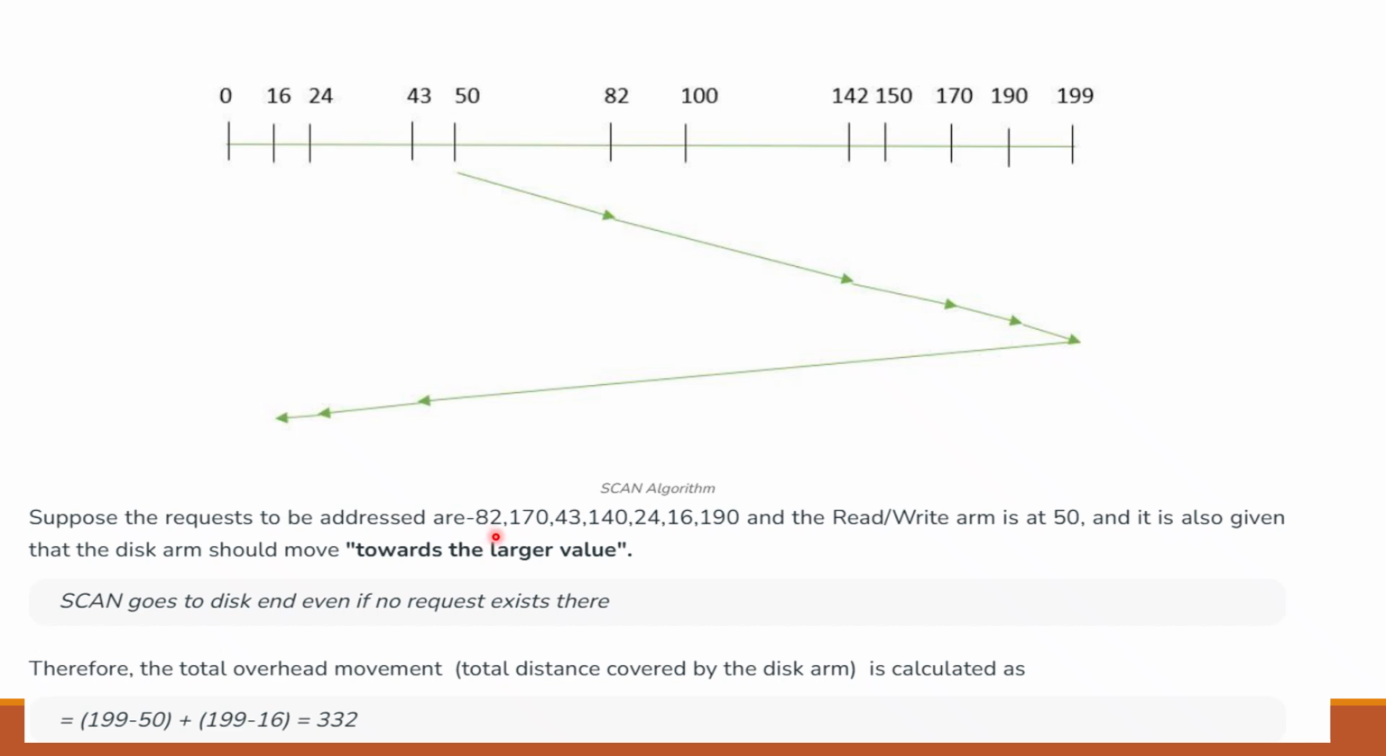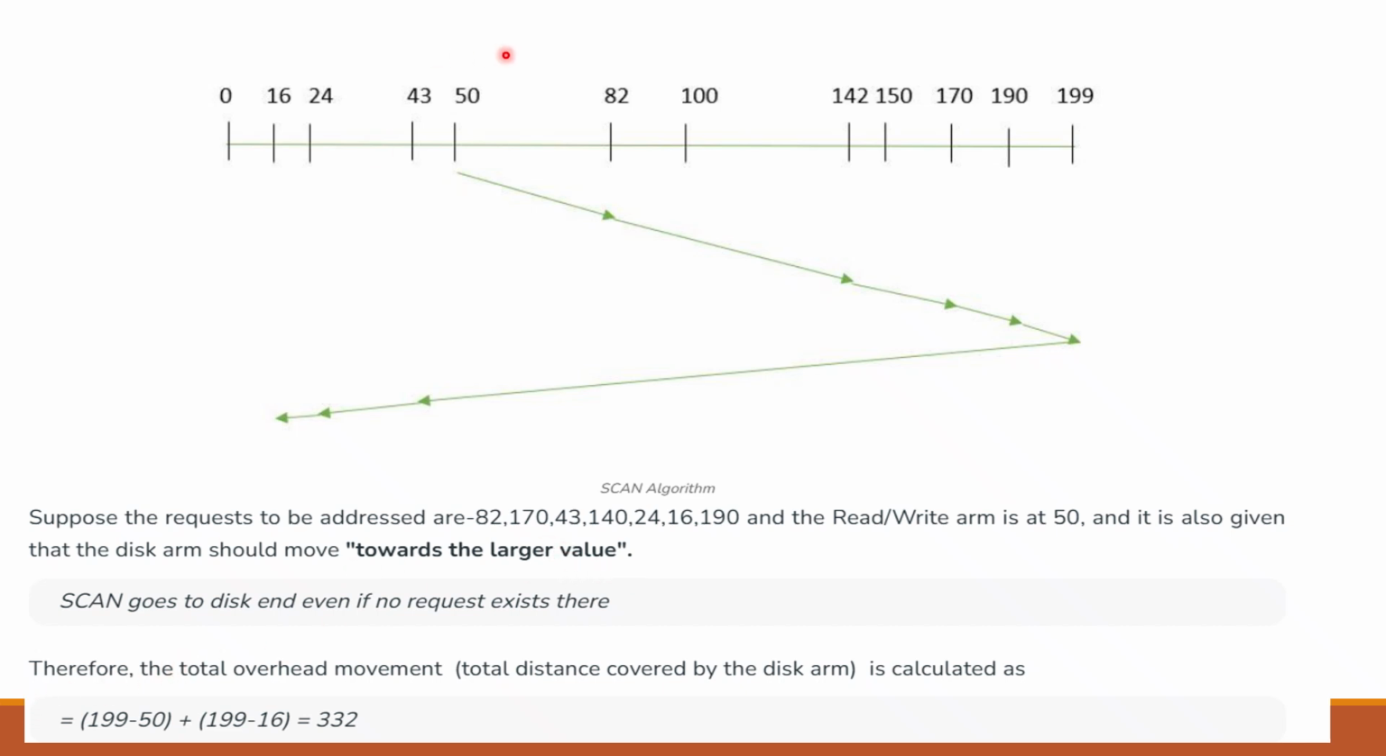The request positions are 82, 170, 43, 140, 24, 16, 190. And the read/write head now is at 50. First they have mentioned that the disk should move towards the larger value. Either we can move towards the smaller value or larger value. If they have mentioned, we have to move towards the larger value.